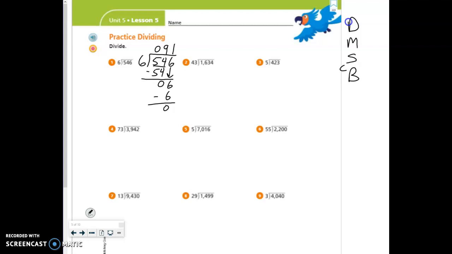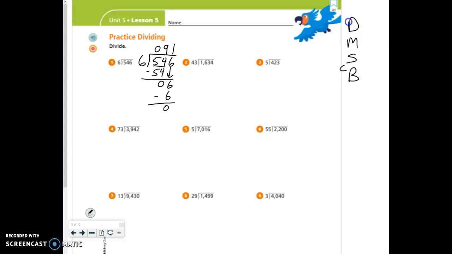Now, if you are able to do that process, guys, you should be able to answer every single problem on this page. Right? The math might be a little harder. We might not be dividing by a single digit number, but the process does not change. So let's jump to number 2, where we have 43 as our divisor, a 2-digit divisor.